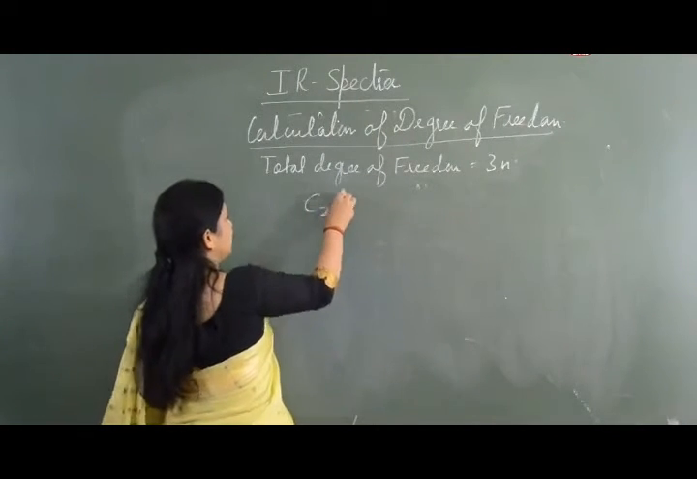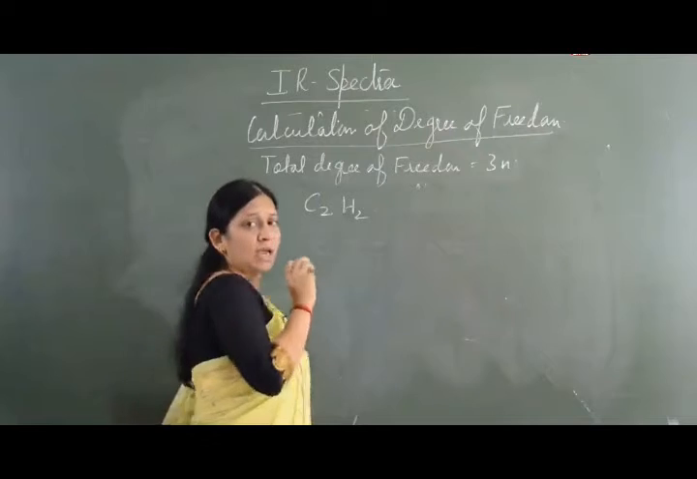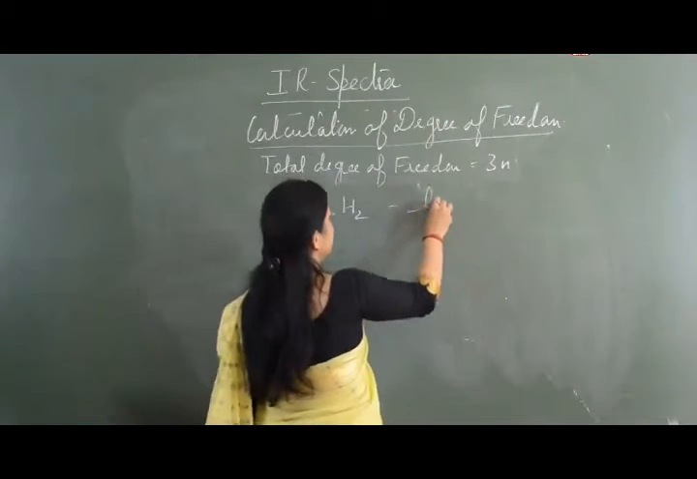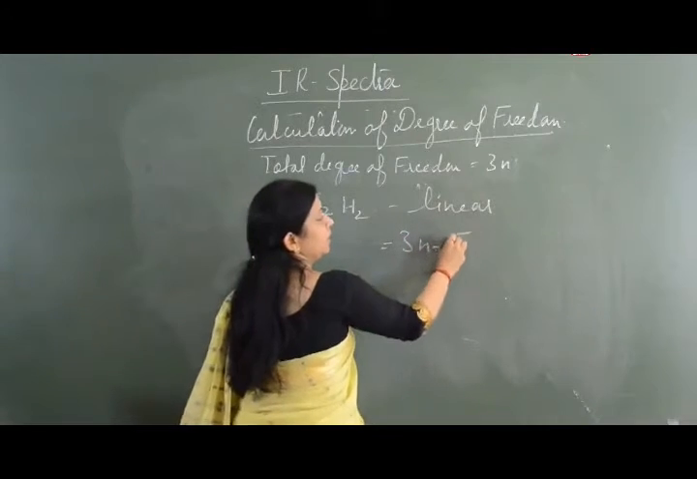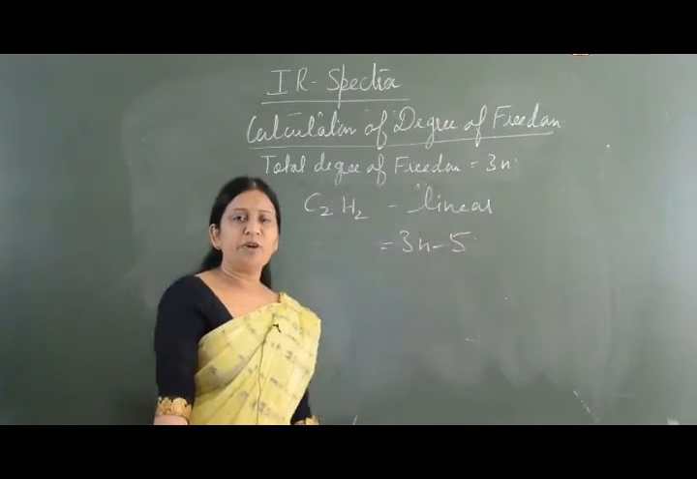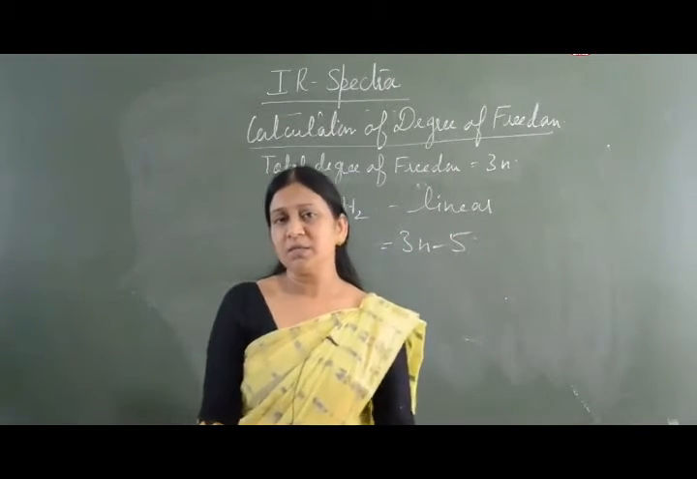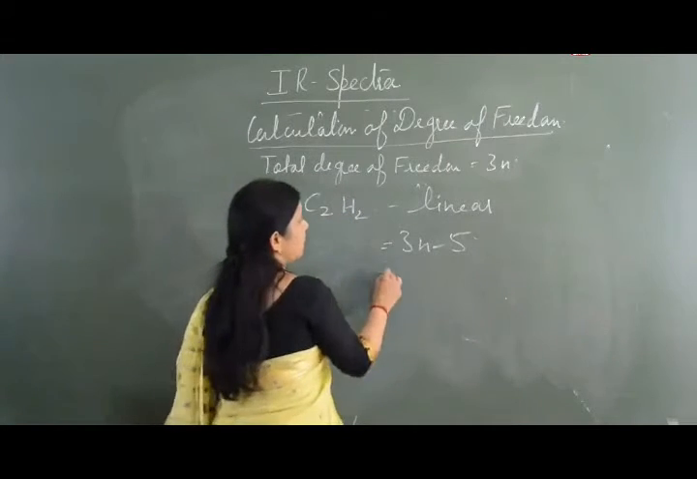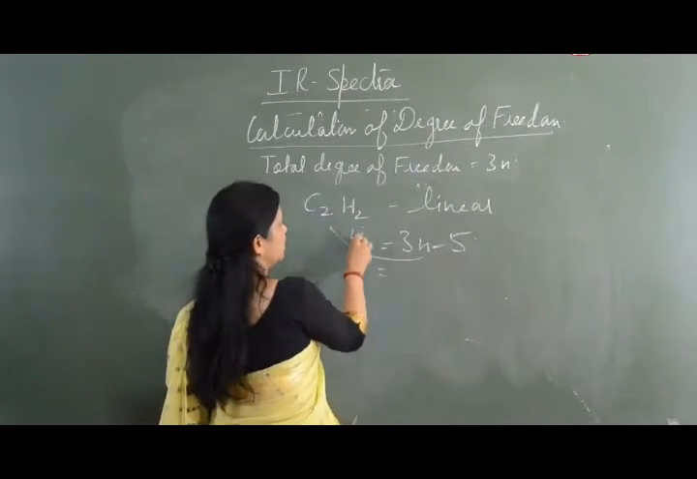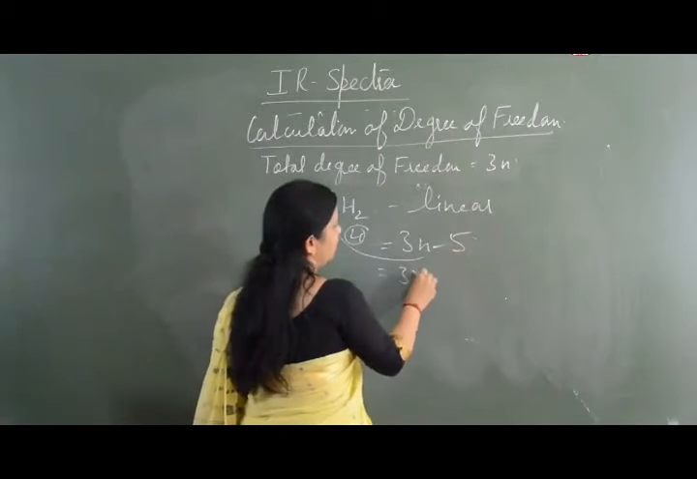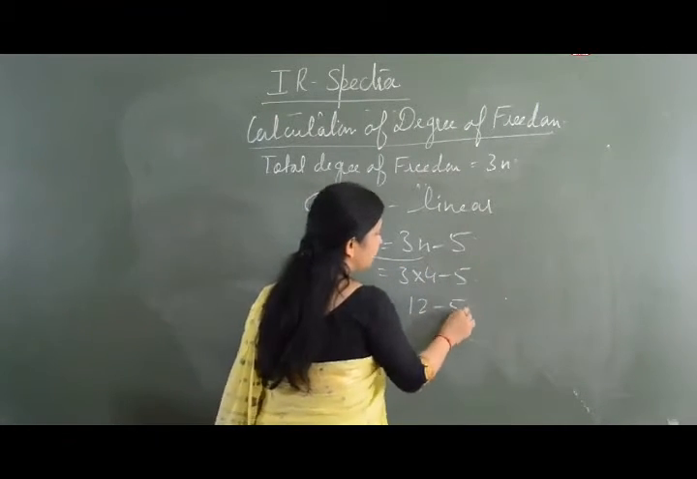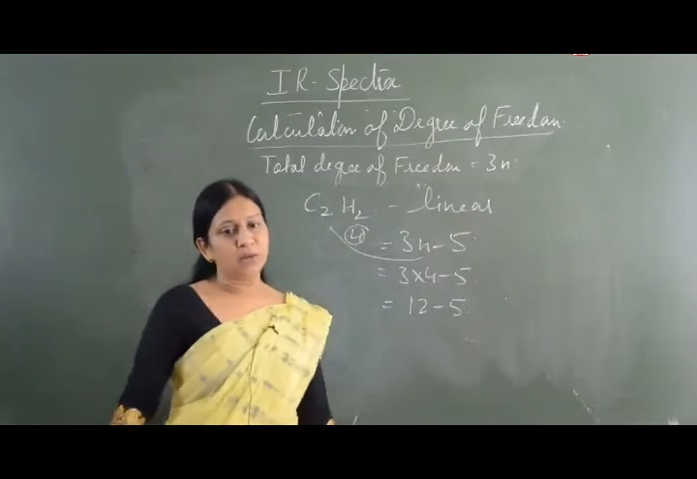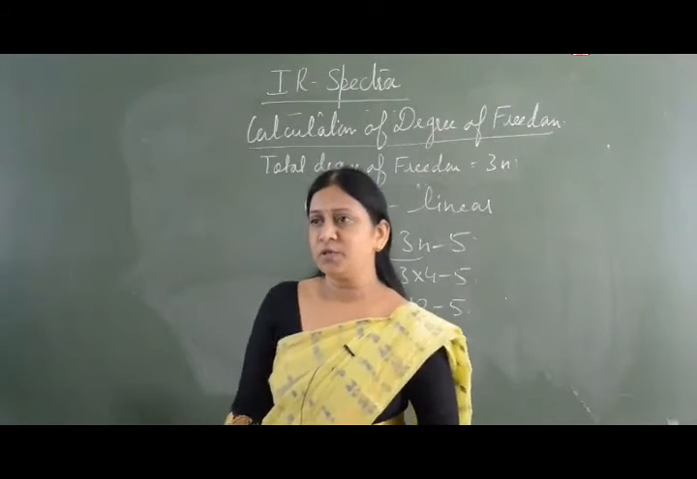And the third example, if we consider acetylene, again a linear molecule. If it is a linear molecule, the vibrational degrees of freedom are given by 3n minus 5. So n here is 4, so 3 into 4 minus 5, so 12 minus 5. And accordingly, we can calculate the vibrational degrees of freedom.